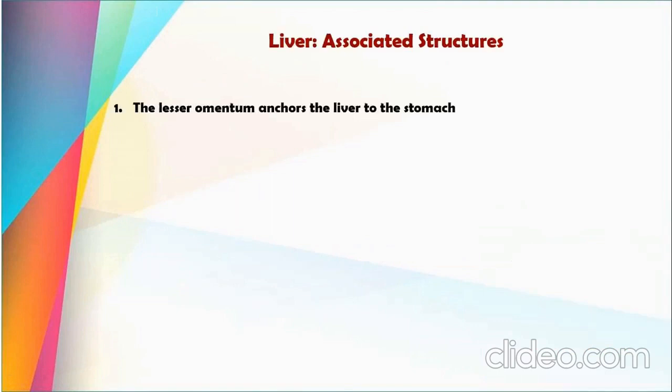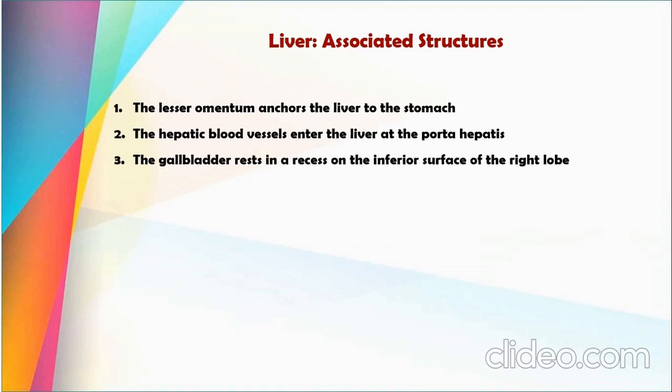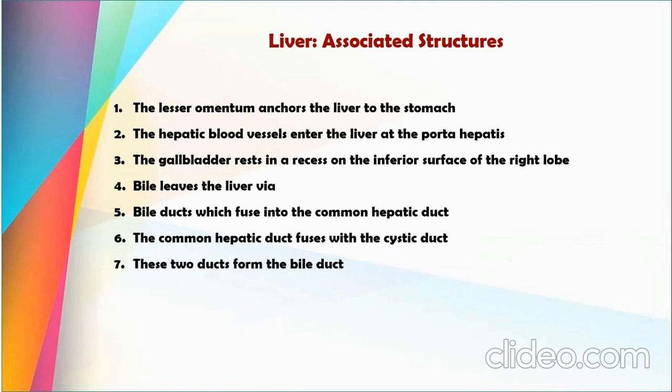Liver associated structures. The lesser omentum anchors the liver to the stomach. The hepatic blood vessels enter the liver at the porta hepatis. The gallbladder rests in a recess on the inferior surface of the right lobe. Bile leaves the liver via bile ducts, which fuse into the common hepatic duct. The common hepatic duct fuses with the cystic duct. These two ducts form the bile duct.